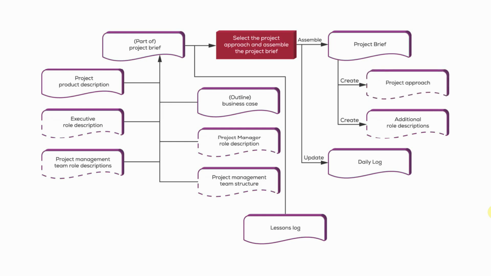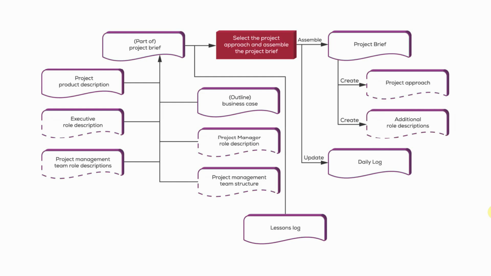and that again is part of the project brief. Now, remember that the project approach is shown here in these dotted lines, meaning it's not a standalone product on its own, but rather part of another, as part of the project brief. Obviously, part of selecting an approach might mean that there would be additional roles identified. And again, if that is the case, then there would be additional role descriptions required at this point.